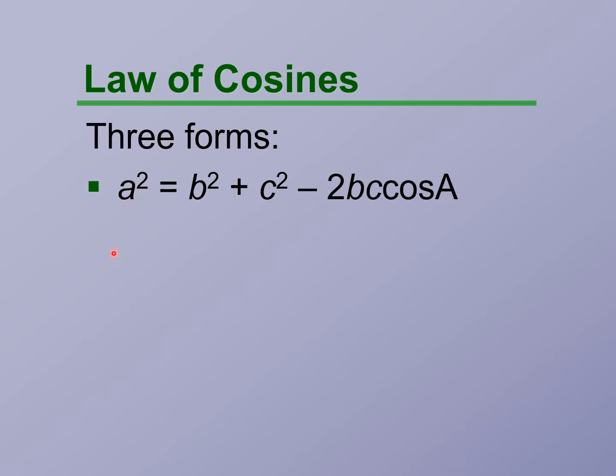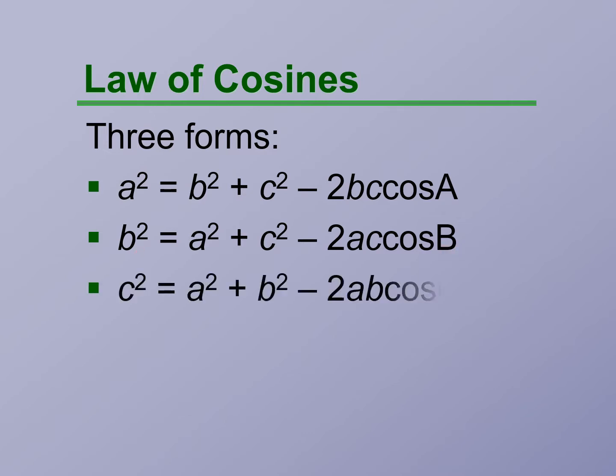So the other form, if I start with b squared, I'll have a squared and c squared here. I'll have minus 2ac here, because that's here, and then I'll do cosine of angle B because we're starting with side B over here. And our third form would be the c squared, which means that we would have a squared and b squared over here. We would have minus 2ab here, and because we're starting with the side c, we'll have cosine c there. So those are the three different forms of the law of cosines.